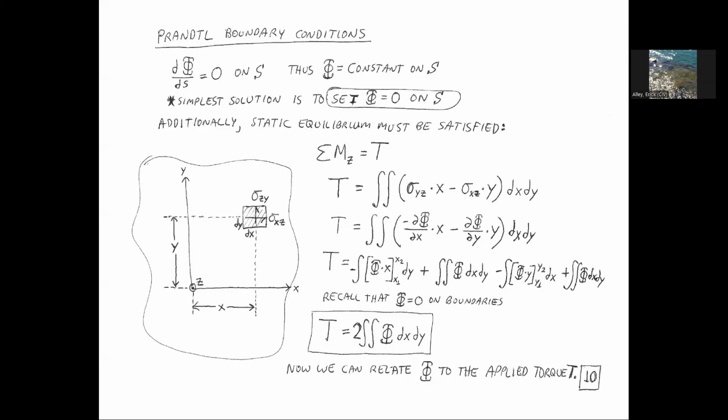Summation of moments equals all of those stresses added up with their torque. And that's the same function we had way back in the chapter 2 slide set. So sigma yz times x minus sigma xz times y gives us our torque about the long axis there. We've got to integrate that with dx dy over the whole area.